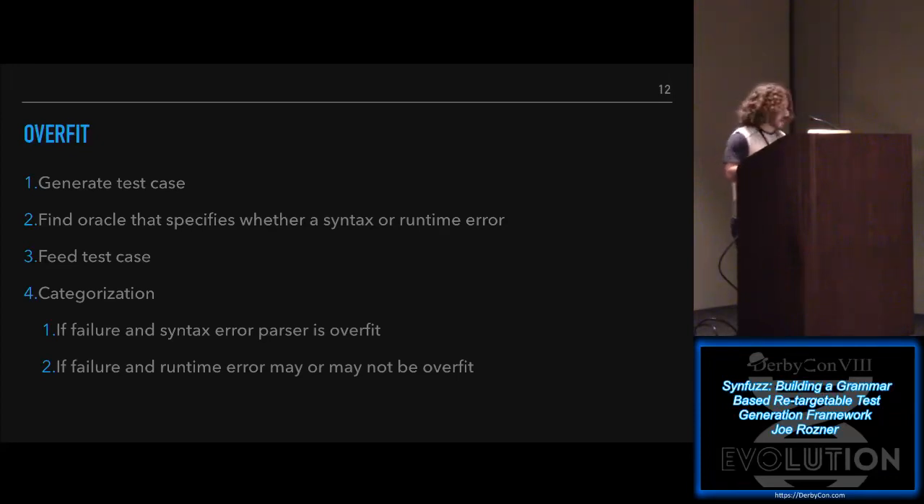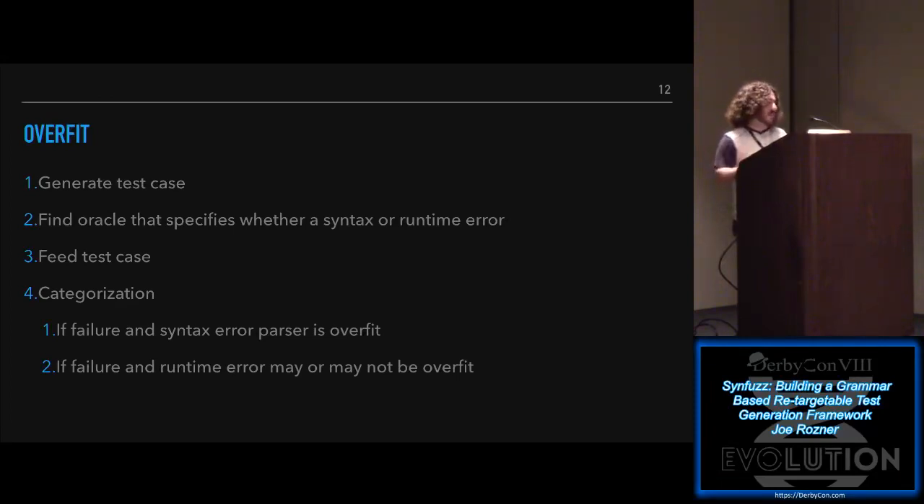One of the ways you can do that is you set up your test harness the same way. You generate a test case, and you need to find an oracle. What I mean by oracle is some mechanism for determining whether the error that you're getting back is either a syntax error or a runtime error. If it's a syntax error, then it means that the grammar that you fed it and generated input from is not the same as the one you're testing against. You have generated something that your grammar says is valid, but the reference one does not.